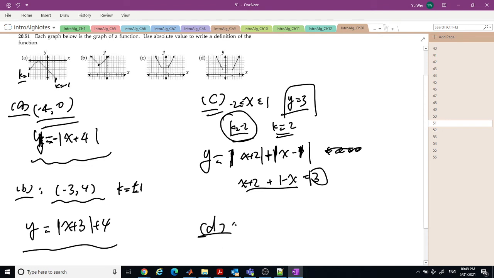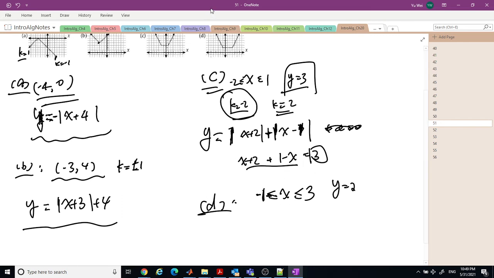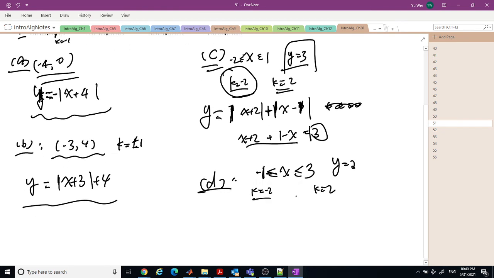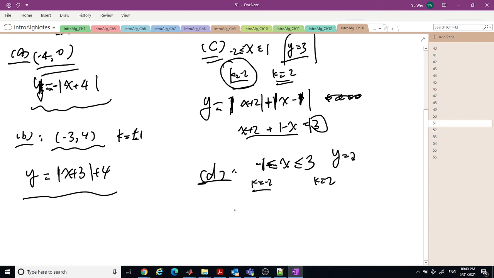Y equals this. The last one is d, right? For d, you can see when x is greater or equal than -1 and less or equal than 3, then the value is 2. Y equals 2. So k on the left is -2, on the right side is 2. Now we can also write it as x plus 1, then plus x minus 3, then plus c.